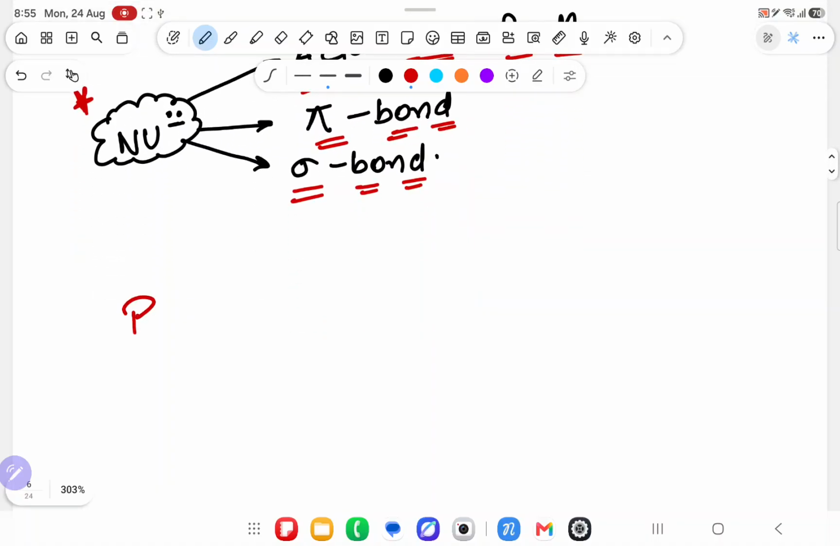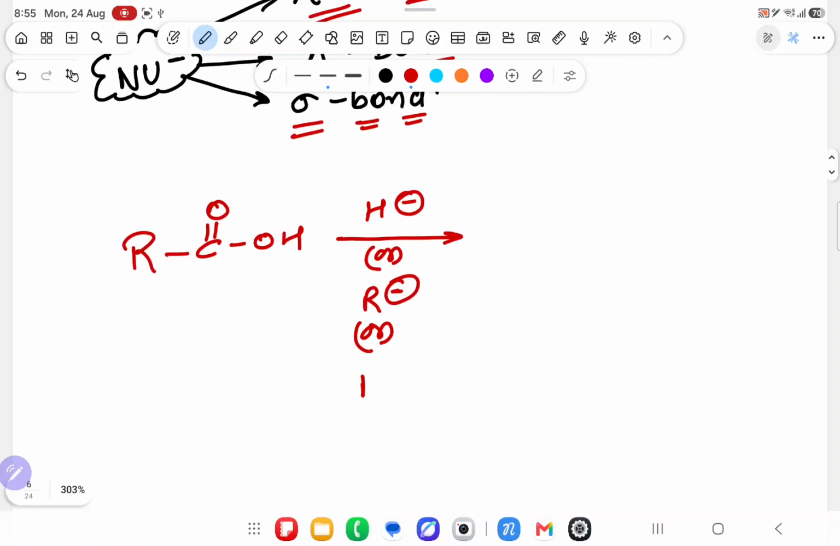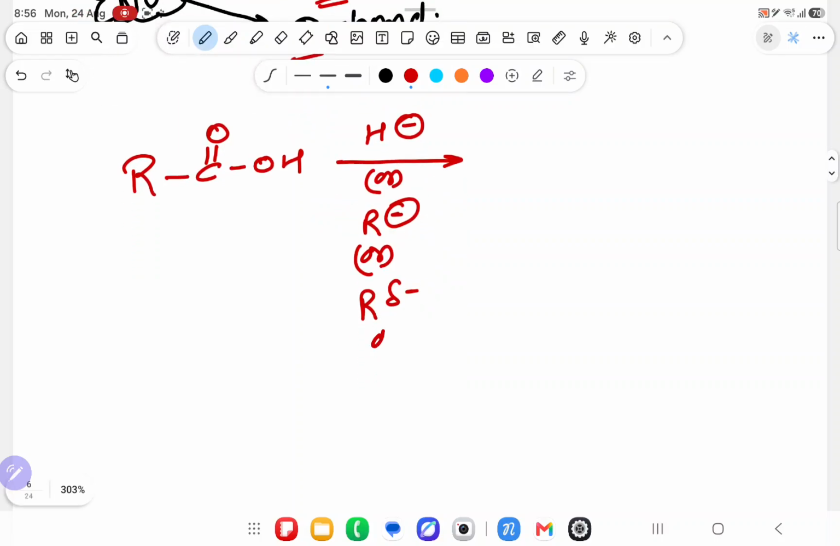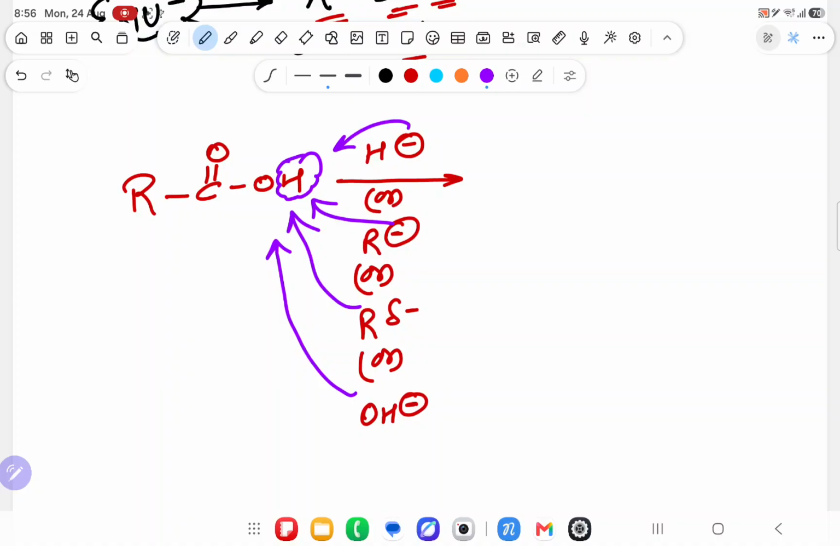Suppose I give one example, R C double bond O OH. Now either you take H minus nucleophile, or R minus nucleophile, or Cl minus nucleophile, or OH minus nucleophile. Any nucleophile you take, first you will try to do acid base reaction, and this carboxylic acid has acidic hydrogen. It will react here, here, here, and here. Everyone will try to do acid base reaction.